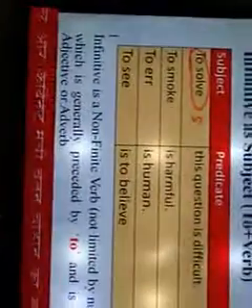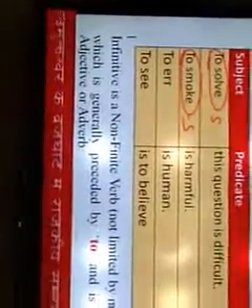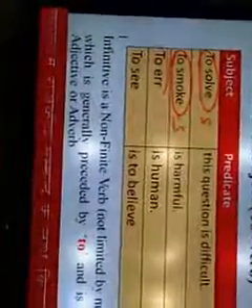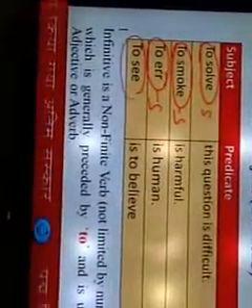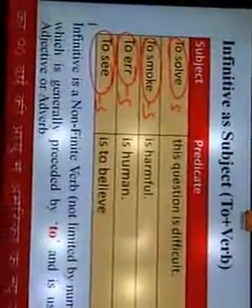What is to smoke here? To smoke is also a subject. What is to err? To err is human. To err is used as subject. What is the position of to see in this sentence? It is also used as subject. These subjects are in the form of infinitive.